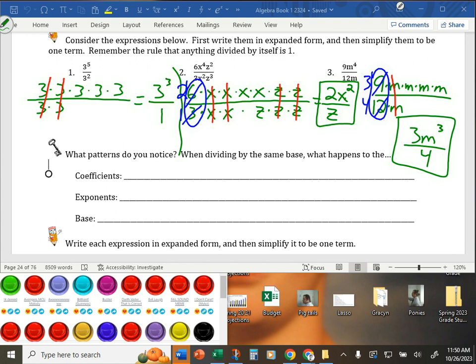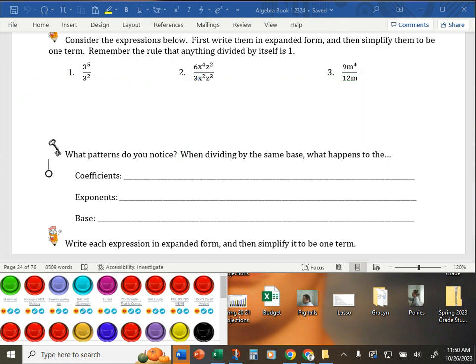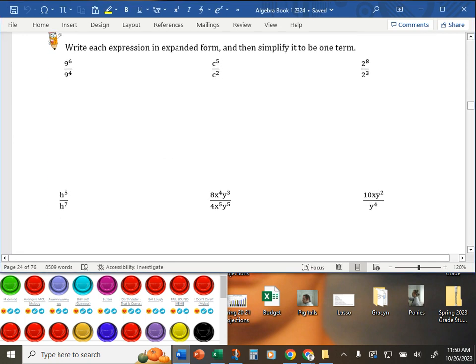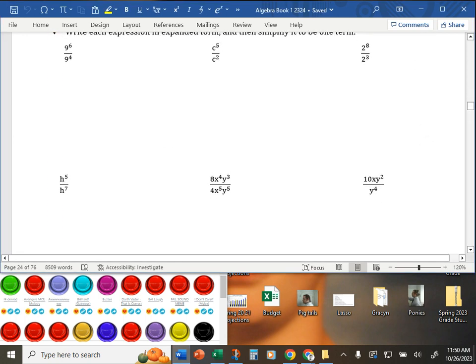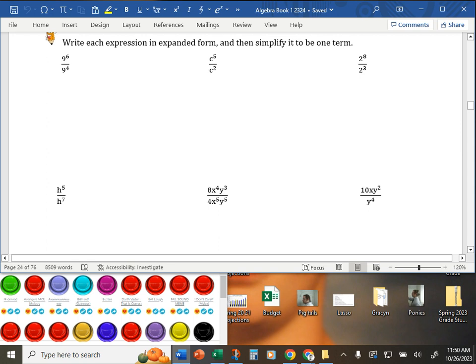So just like in CO10, we're going to go down, skip this part. We'll cover the rule on Monday. We're going to come down here, and we're going to write each expression in expanded form, and then simplify it to be one term. So exactly like we did up in the 3 examples. Okay? 9 to the 6th over 9 to the 4th. Is that 9 a coefficient or a base?